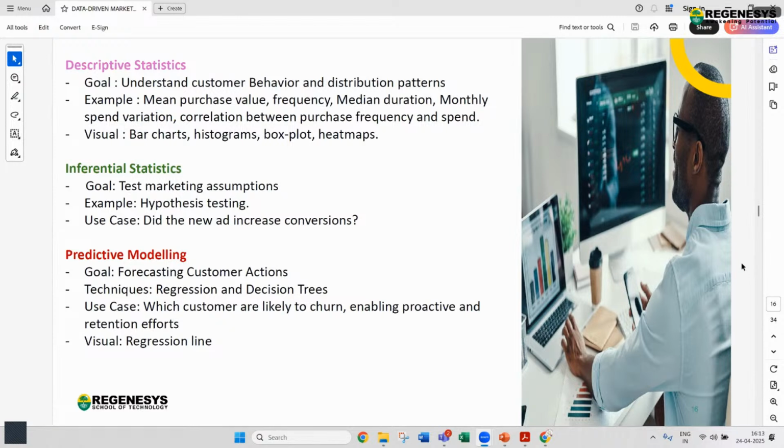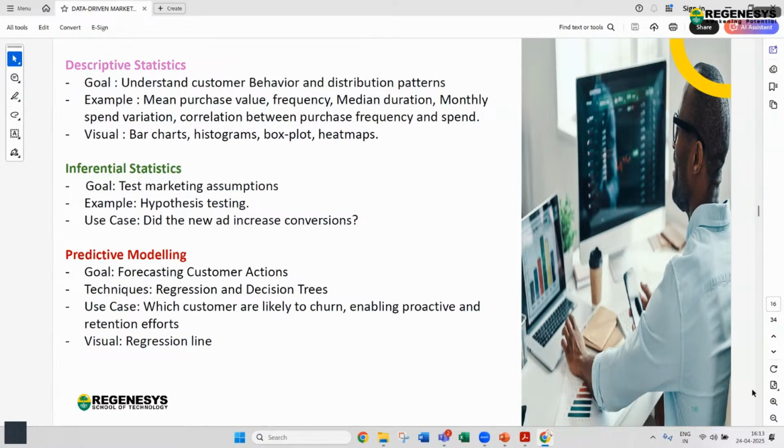Coming to inferential statistics, it tests the assumptions which we make. That is, a sample is tested and then we conclude about the population by making use of a process called hypothesis testing. Say, for example, for marketing, a new ad has been introduced. Now, did this new ad have any effect on the customer? If we want to know this, then comes inferential statistics. Whenever you want to do testing, you can make use of inferential statistics.